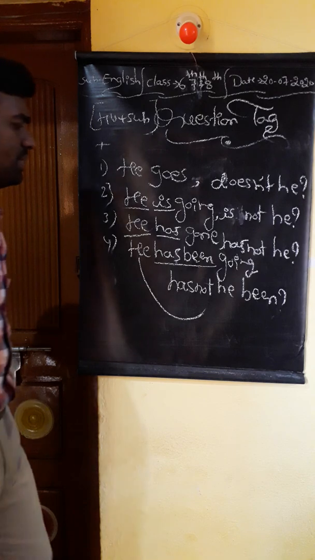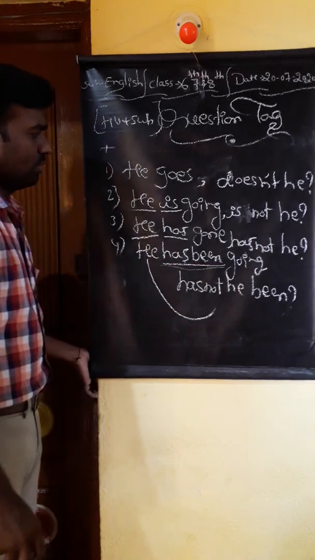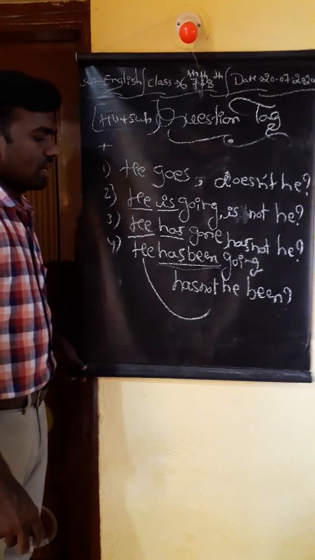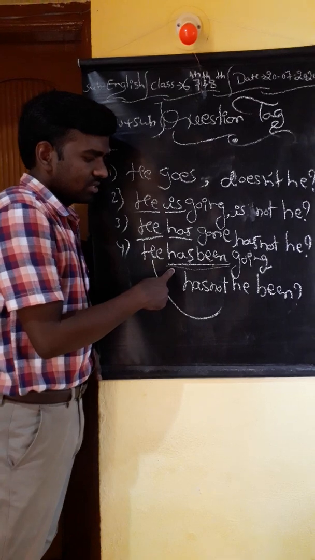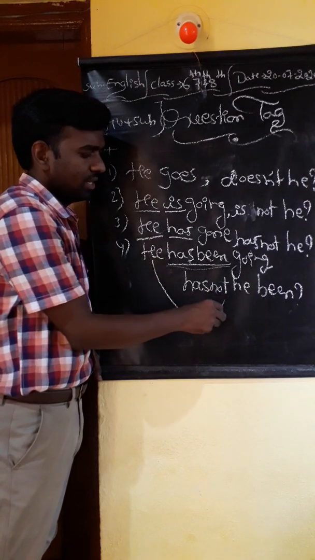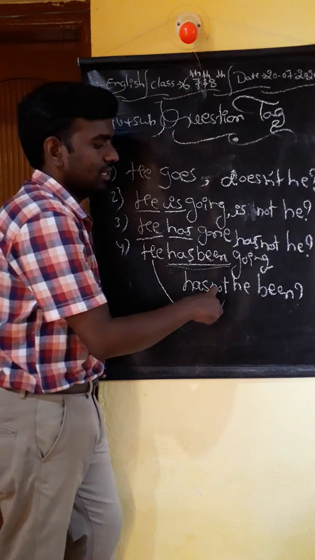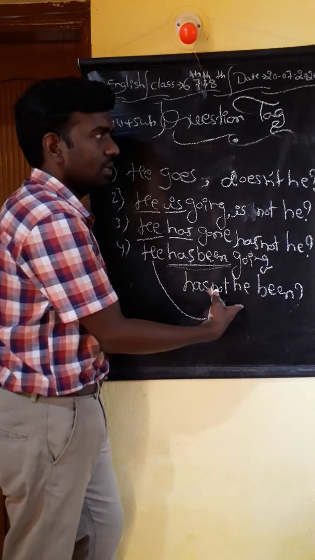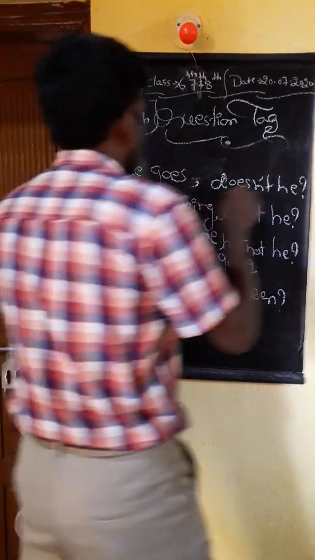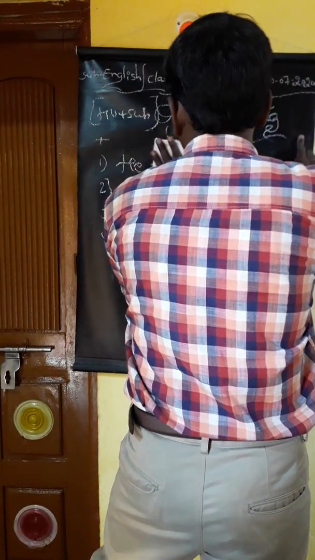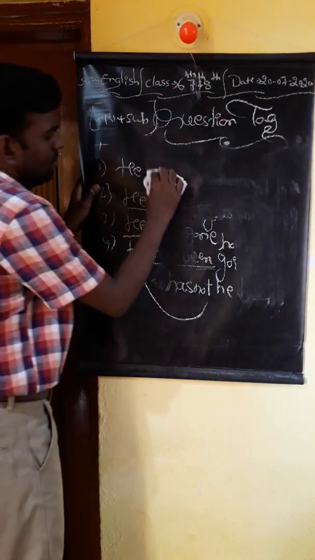For the fourth one, be careful here because the helping verb has two parts. For applying not, you have to be very careful. Apply the not to the first part, so that is hasn't he or has not he. I hope you are clear with these things. Now I am going to write the same things for the past tense.